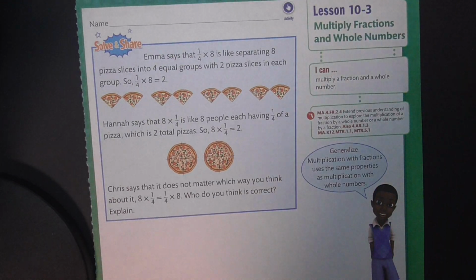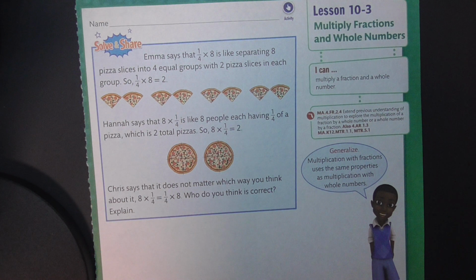So your solve and share says, Emma says that 1/4 times 8 is like separating 8 pizza slices into 4 equal groups with 2 pizza slices in each group. So 1/4 times 8 equals 2. Hannah says that 8 times 1/4 is like 8 people having a fourth of a pizza, which is 2 total pizzas. So 8 times 1/4 equals 2.